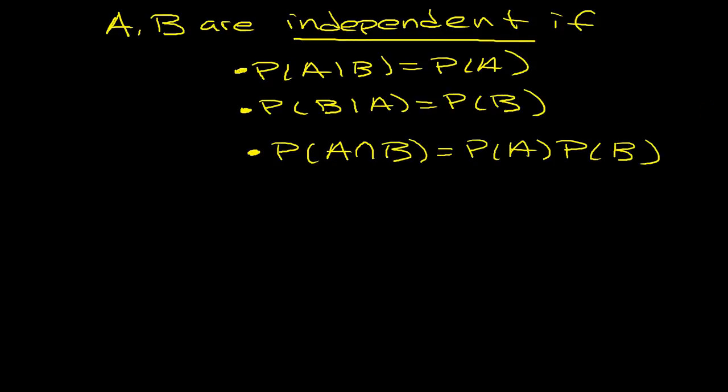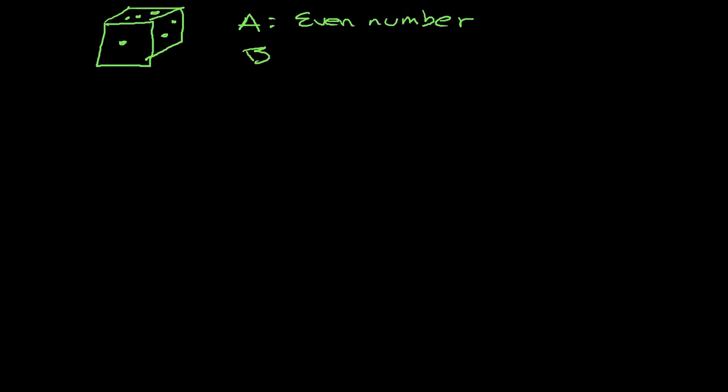So let's work again with some die example. Let's say that we have our die, and here's 1, 2, and 3, and so on. Let's define the event A as observing an even number as the outcome of the throw of the die, and event B as observing a number greater or equal than 3, let's say. So are these events independent?